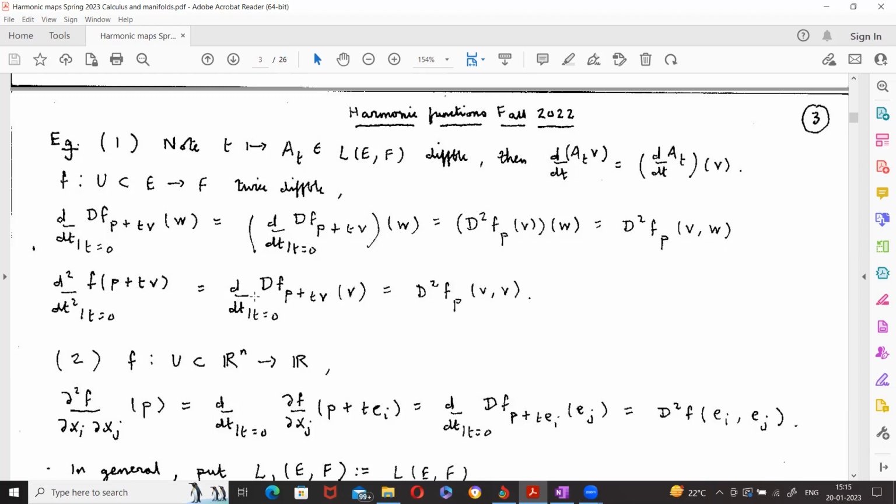So this d/dt at t equal to 0 of df of p plus tv applied to v, by the previous line, is the same as d squared f at p applied to v comma v. So that means this second derivative along the diagonal v comma v is given by differentiating twice f along the straight line p plus tv. Is this clear?